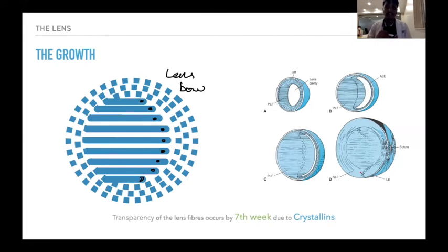One more thing I have to mention is that the transparency of the lens fibers is happening due to the loss of cell organelles. All the organelles of these posterior cells are lost, and they begin to accumulate something known as crystallins. So these crystallins are important for giving the transparency, which is happening during the 7th week.